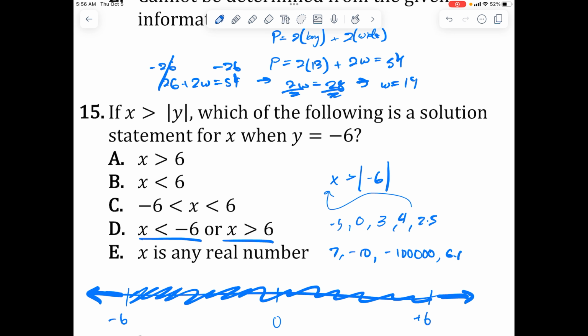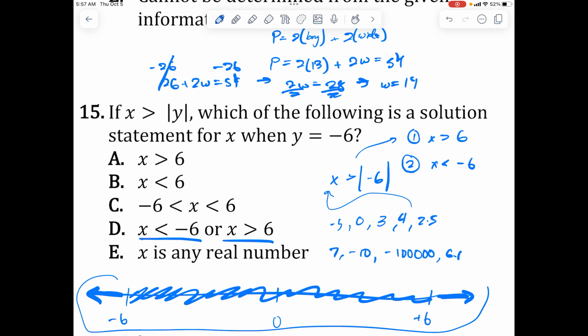All right. So I think the solution would actually look like this. We're going to take this and find 2 solutions. One is, we just solve it. x is greater than the absolute value of negative 6, which is x is greater than 6. The other is, I believe we have to reverse the sign. x is less than negative 6. And that's where we get the solution going in the other direction.